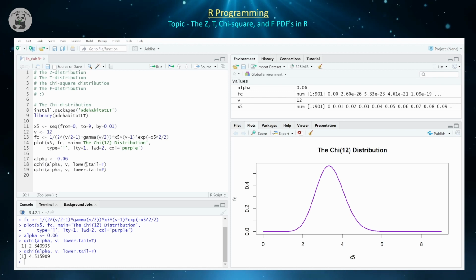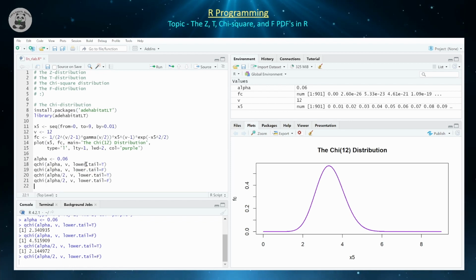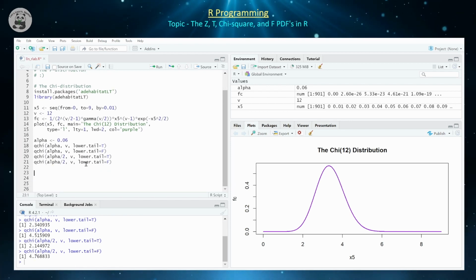And then we can split that alpha in two for the same exact reasons as before to get our lower and upper two-tailed critical values. So we can do qchi of alpha over 2, nu, and then lower tail is equal to true. And then qchi alpha over 2, nu, and lower tail is equal to false. Okay, so those would be your associated critical values for a chi distribution.